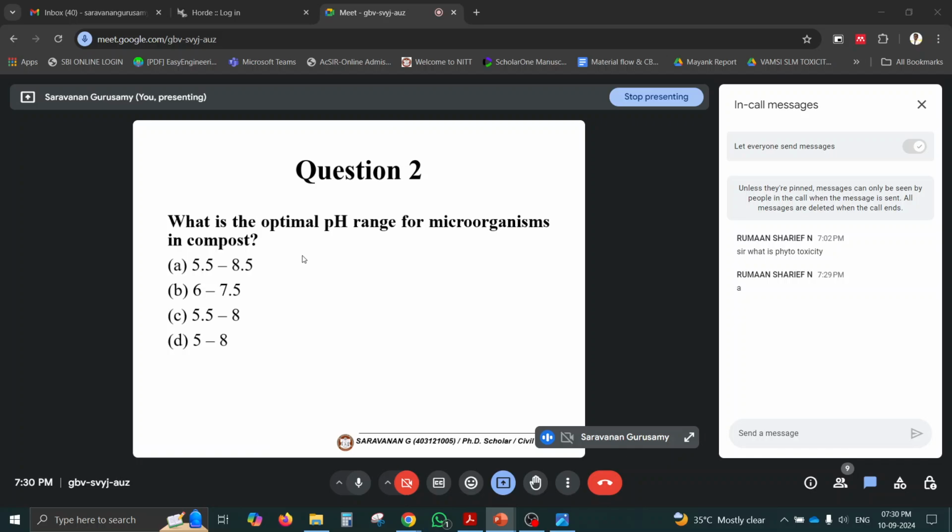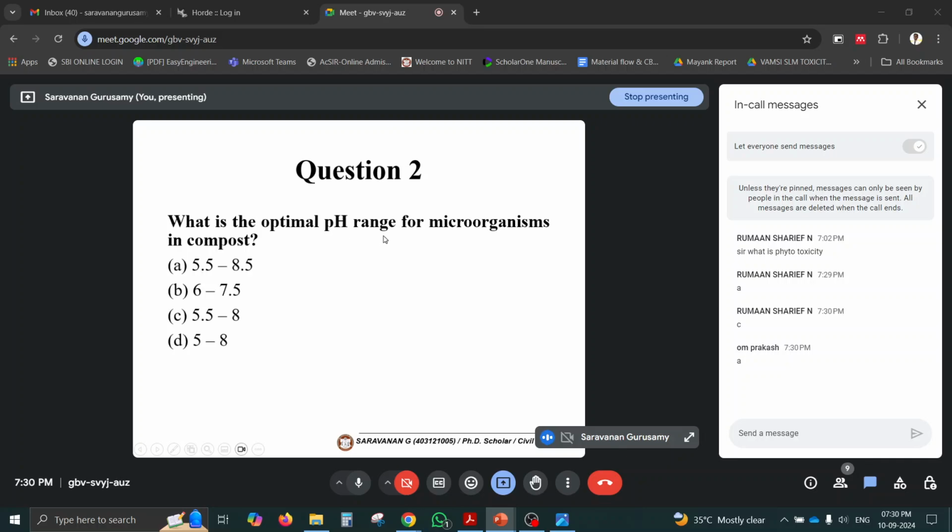5.5 to 8.5, 6 to 7.5, 5.5 to 8, 5 to 8. Option C, 5.5 to 8. Any other options? A. Okay, we'll check with this. Can you please refer to the question again?